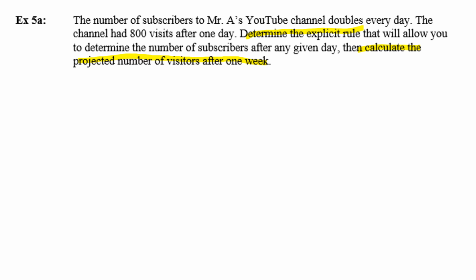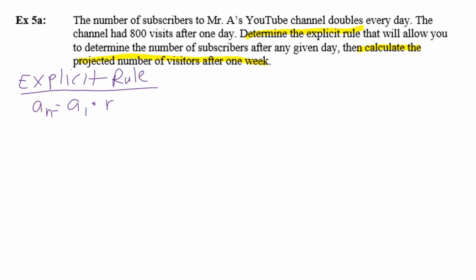Projected just means sort of like an estimate. We're calculating it still. We're using math, but it's still a guess, right? Because we can't know for sure how many people will sign up in the future. So let's start by setting up the explicit rule. So I'm going to go ahead and write down what the explicit rule looks like. So a_n equals a_1 times r raised to n minus 1.